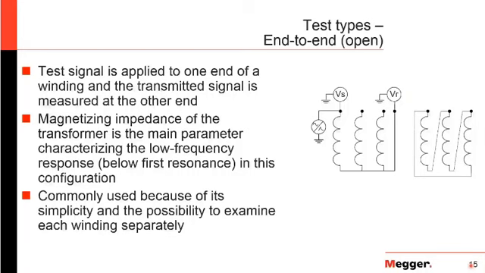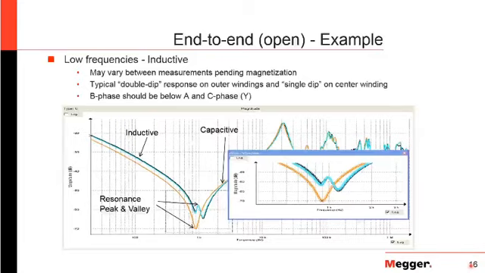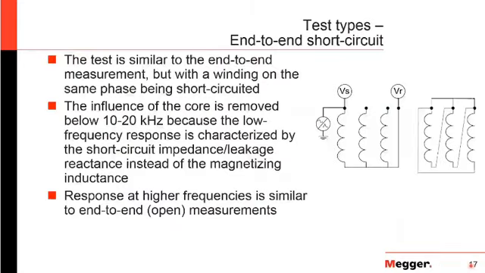The next test that you can do is what we call an end-to-end short circuit test. One thing I'll mention is that on the end-to-end open test, we call it open because every other terminal on that transformer is left open. You don't have anything shorted, you don't have anything grounded. You're only connecting to those two sides of the winding on opposite sides of it, and everything else is floating.